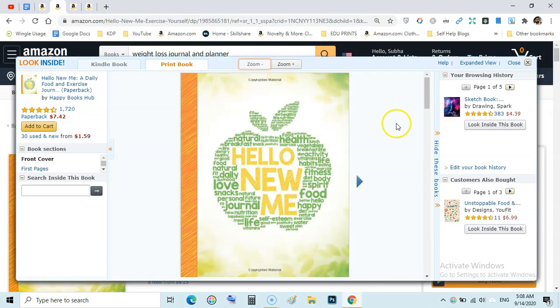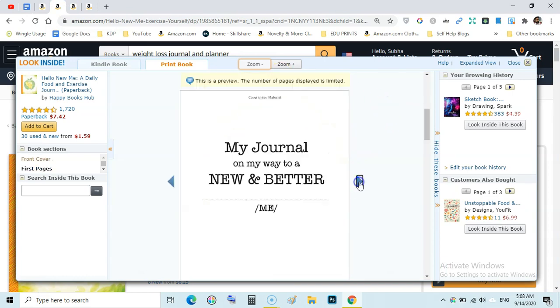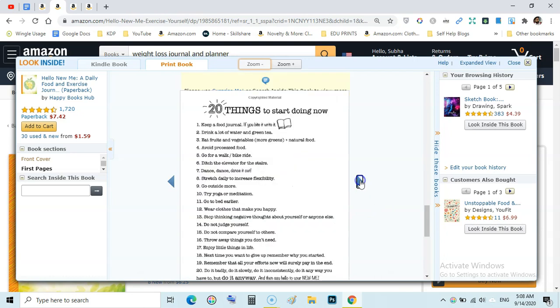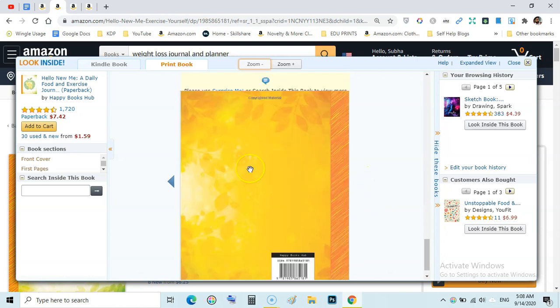The second one is a food and fitness journal, that is Hello New Me. This is the food and fitness journal, my journal on my way to a new better me. So let's have a look. You can see here there is text. This is the 90 days food and fitness journal. You can see here it has writing and some sort of content in it. We cannot see other pages of this book. So this is the second example of low content books.